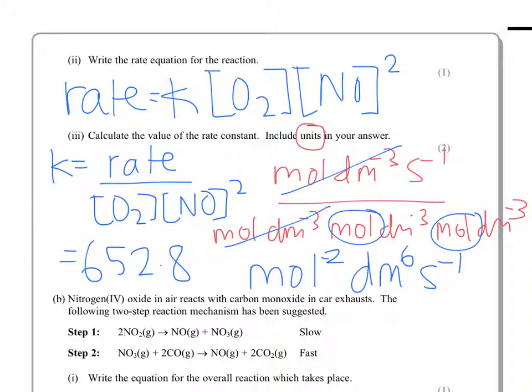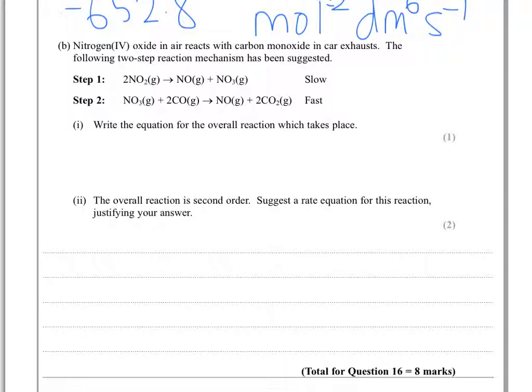Your moles should be to the minus 2 now, because they were to the positive 1 on the bottom. Your decimeters is to the positive 6, because it was to the negative on the bottom. And seconds is still to the minus 1. Those are your units. This question is asking you to write the equation for the overall reaction.